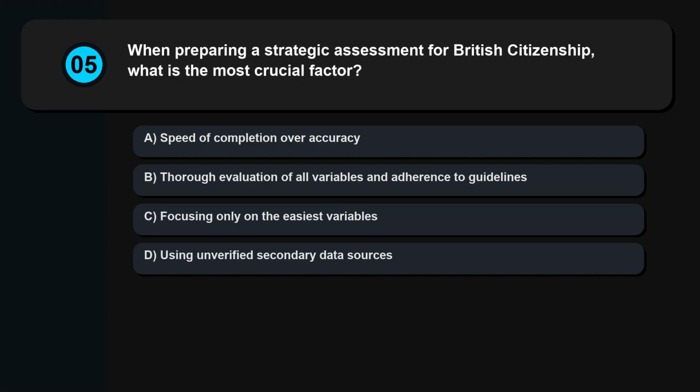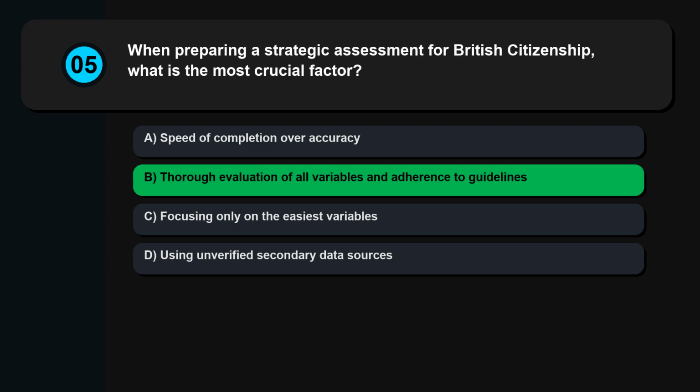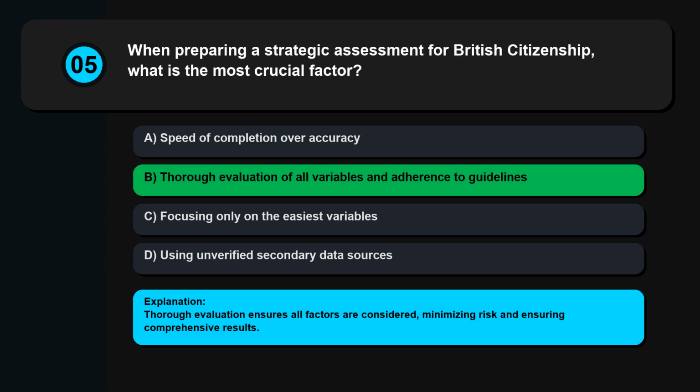Question 5. When preparing a strategic assessment for British citizenship, what is the most crucial factor? Speed of completion over accuracy, thorough evaluation of all variables and adherence to guidelines, focusing only on the easiest variables, using unverified secondary data sources. Thorough evaluation ensures all factors are considered, minimizing risk and ensuring comprehensive results.